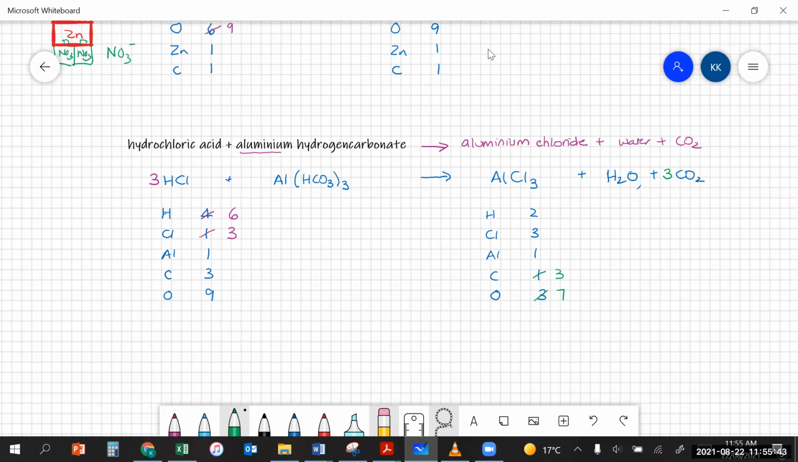All right, we have no choice now. We have to go to hydrogen. So we have 6 hydrogens on the left and 2 on the right. So we're going to need to treble the water to bring us up to 6 hydrogens here. That's also changed our oxygen count though. So now we have 3 in the water, plus 3 2s are 6 in the carbon dioxide, so that's 9. And then just like magic, the equation is balanced.